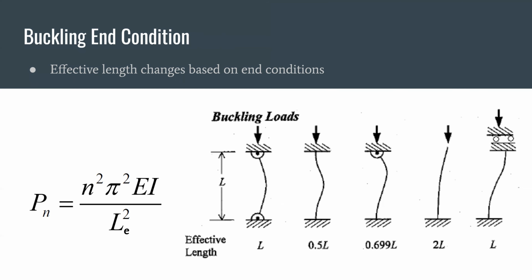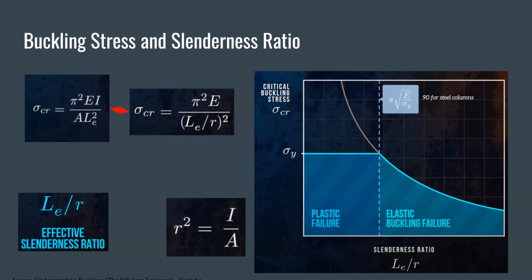So each case will have a different effective length. Depending on each case, you will use this effective length to calculate the buckling, and there is a K value. And the higher buckling load will have a higher K value. So next slide will be buckling stress and slenderness ratio.